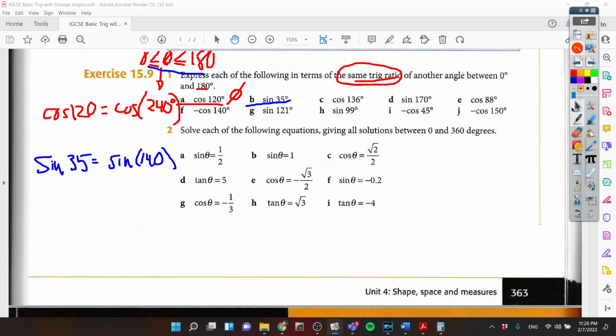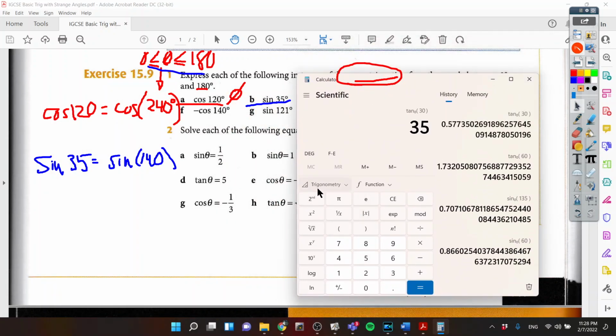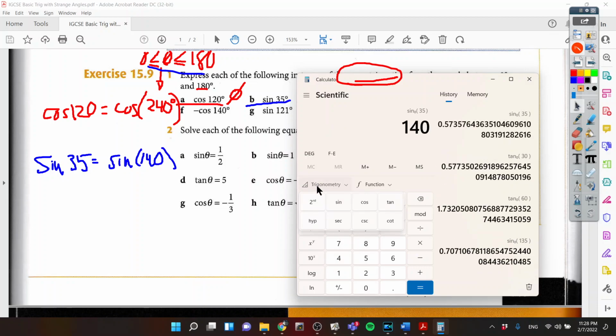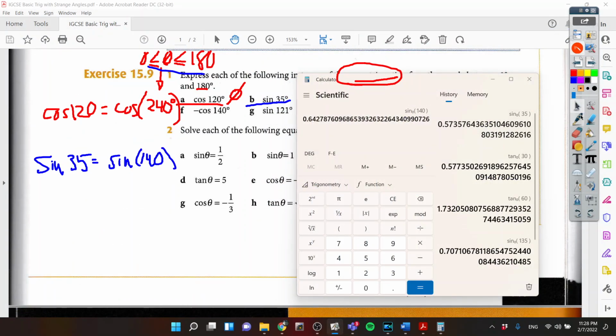I could test them here. Sine of 35, I get 0.5736, and sine of 140. Ooh, we're very close. It means we made a mistake. What's the mistake? It's just after 30 degrees, which is like 2 boxes out from 0. So 2 boxes out from 0, it's going to be 145 instead. That's my mistake. So let me change this, and then let's test it.